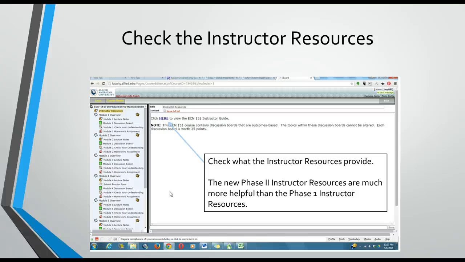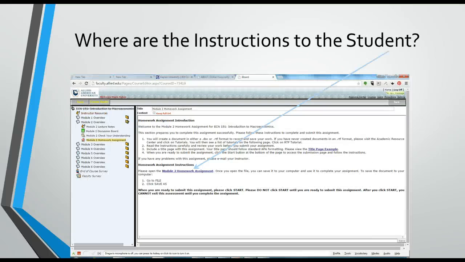Even if the students' answers do vary, because we're looking for authentic assessments and authentic assignments, it's still going to be provided with some main points that the student should be addressing. So please check those instructor resources. The second thing you can do is take a look and see what the instructions were to the student.